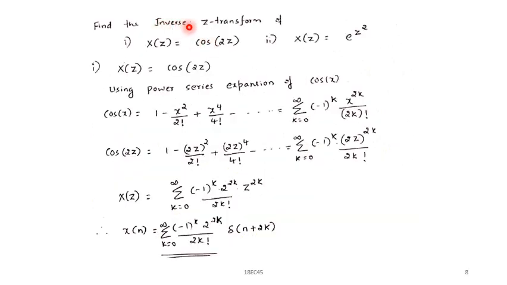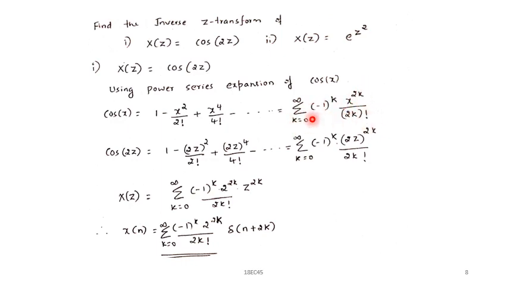So find the inverse Z transform of X of z is equal to cos 2z. One problem, cos 2z. The other one, X of z is equal to e to the power z square. Now the first problem: I'll take X of z is equal to cos 2z, and you know that using the power series expansion of cos x, cos x is equal to 1 minus x square by 2 factorial plus x to the power 4 by 4 factorial minus, which is equal to summation over k is equal to 0 to infinity, minus 1 to the power k, x to the power 2k divided by 2k factorial.